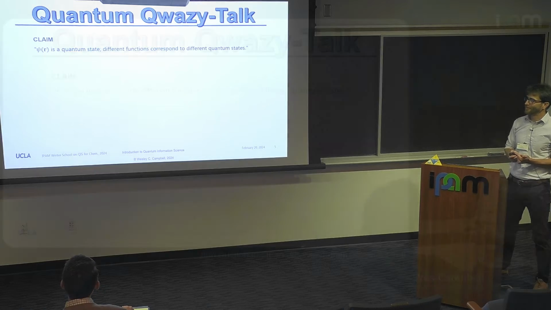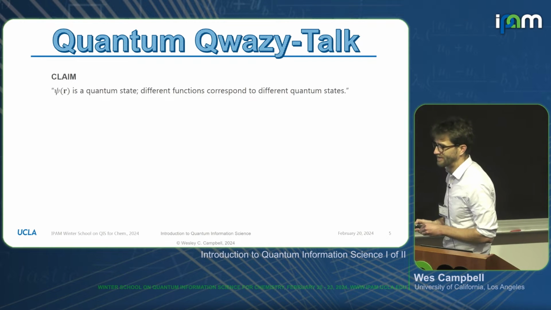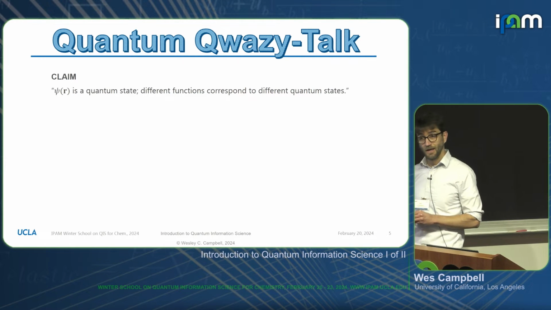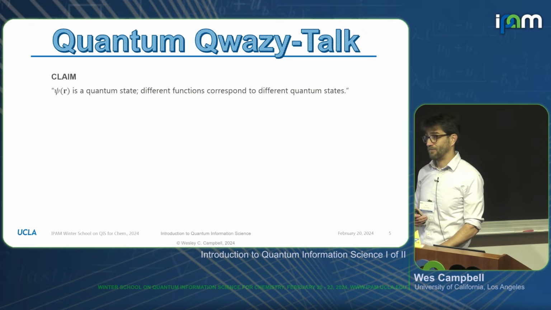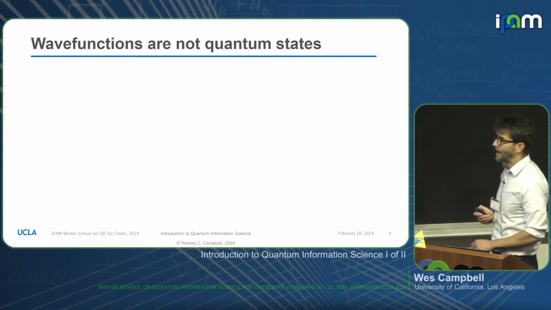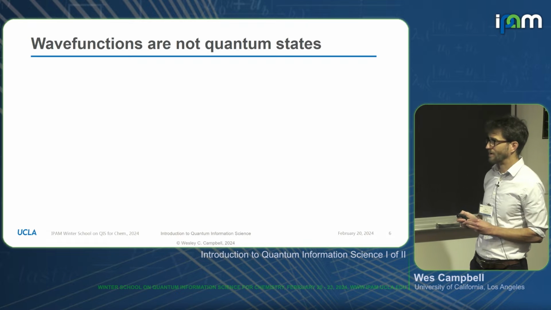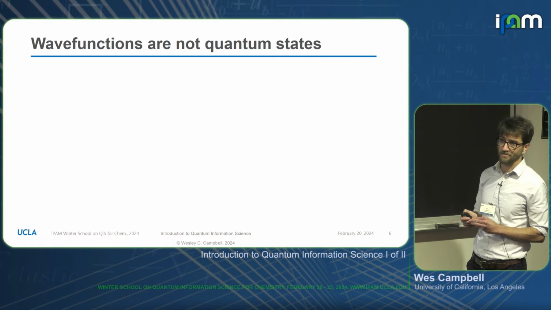So here we go. The first one is that psi is a quantum state. Different functions correspond to different quantum states. This is the type of thing that we say when we teach undergraduates quantum mechanics. Okay? We tell them that psi is the state, okay? However, wave functions are not quantum states, and that's important for us when we start talking about quantum information. You want to appreciate the difference here, okay?